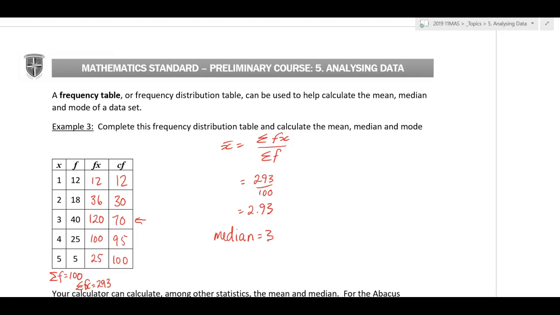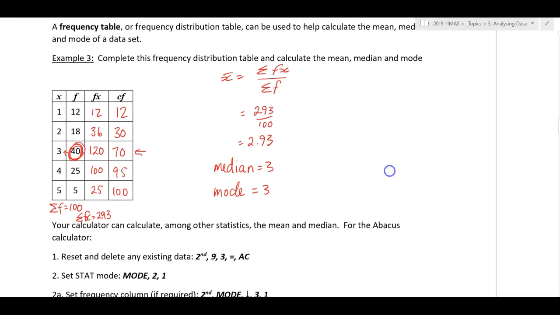Rightio, but nonetheless, see how we use a cumulative frequency column, correctly calculated, to calculate the median. Now the mode is easily read off this thing, looking down the frequency column, and all I'm looking for is the highest frequency. That is the highest frequency. That does not mean the mode is 40, it means that the mode is 3. The mode equals 3. There we go. So that's how we use a frequency distribution table with either an FX column or a cumulative frequency column, perhaps both, to help us calculate some of those things there.